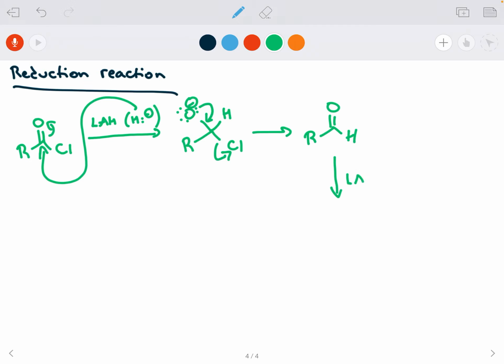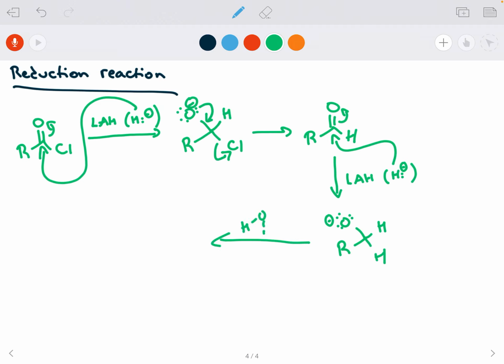LAH comes in again. But now I don't have any good leaving groups, right? Just the R group and the two hydrogens. So I will protonate with an acid to give me my primary alcohol. So that's the reduction reaction of the acid chloride.